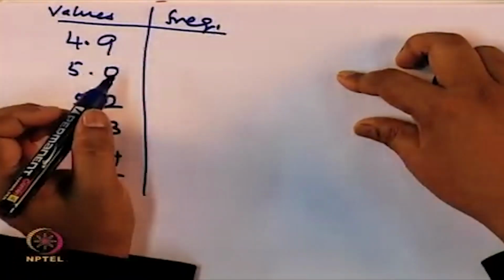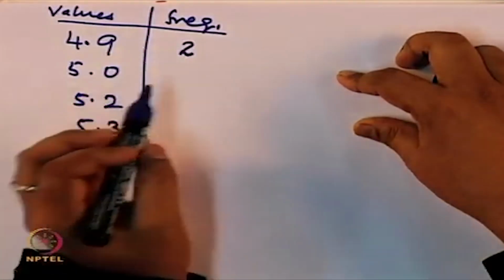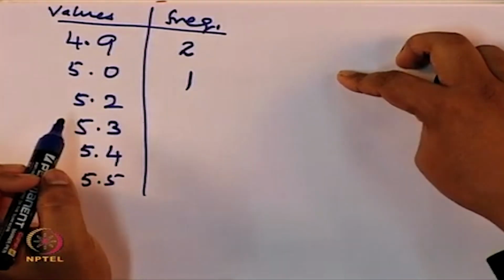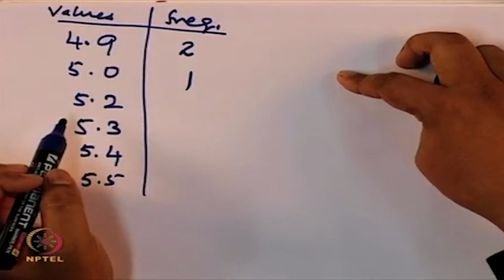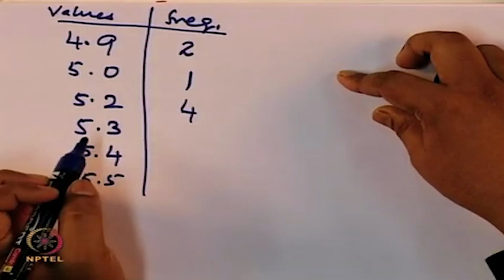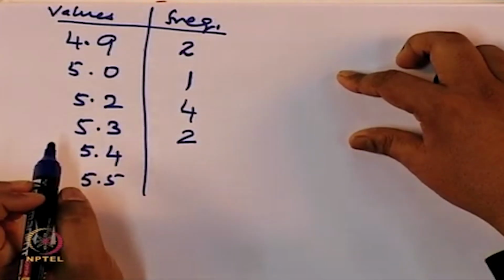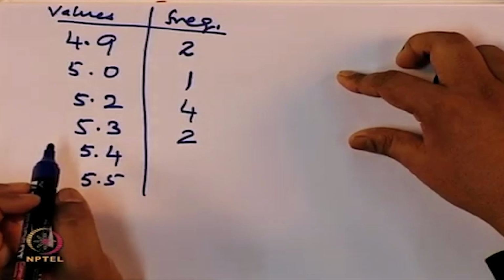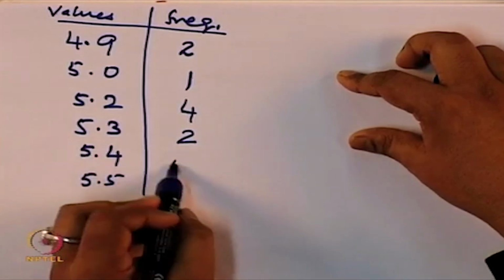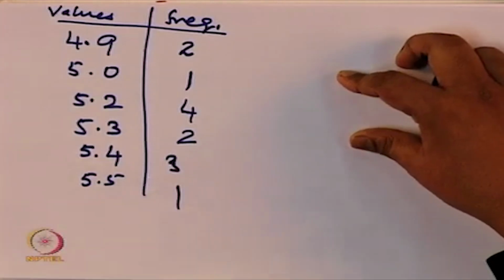Okay. 4.9 appears twice, 5 appears 1, 5.2 appears 4 times. Okay. 5.3 appears 2 times, 5.4 appears 3 times, and 5.5 appears once. Okay.